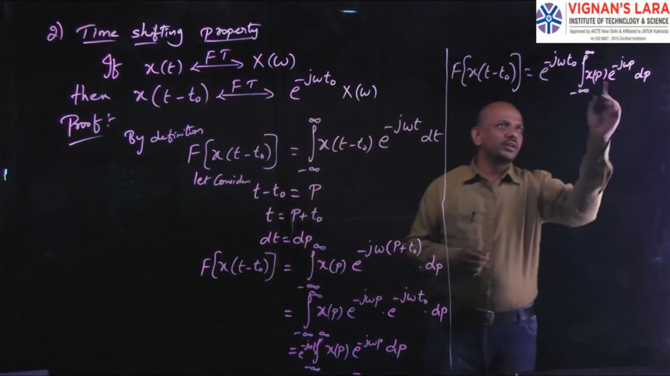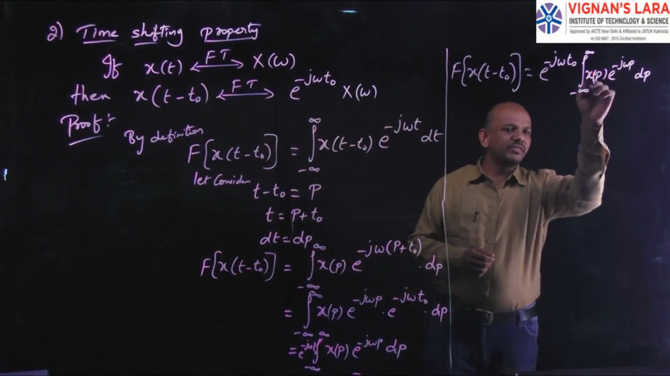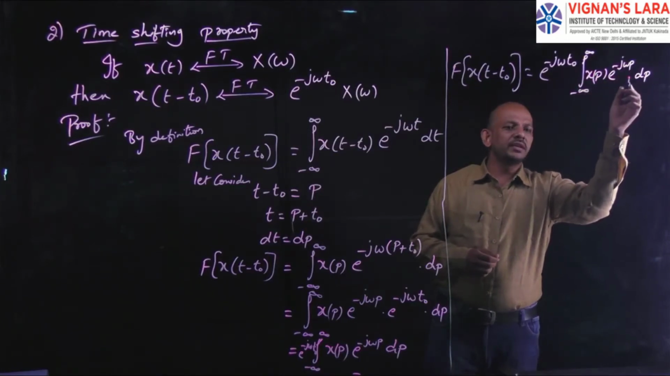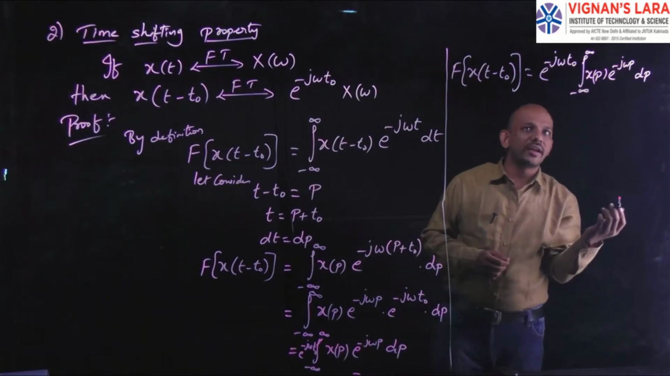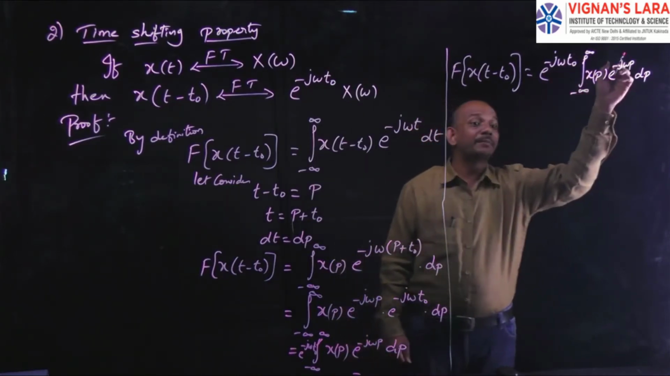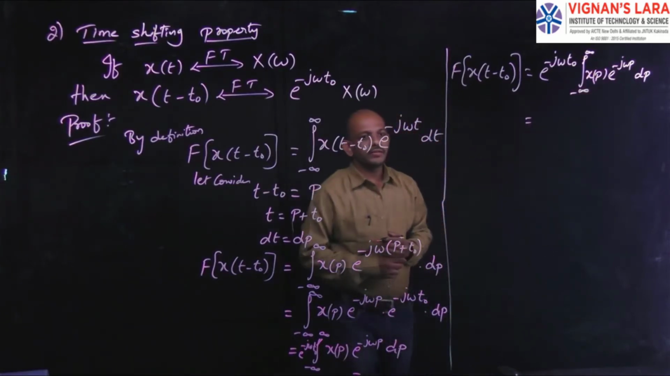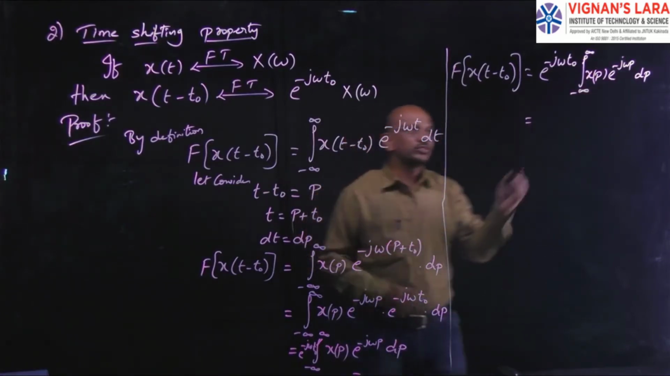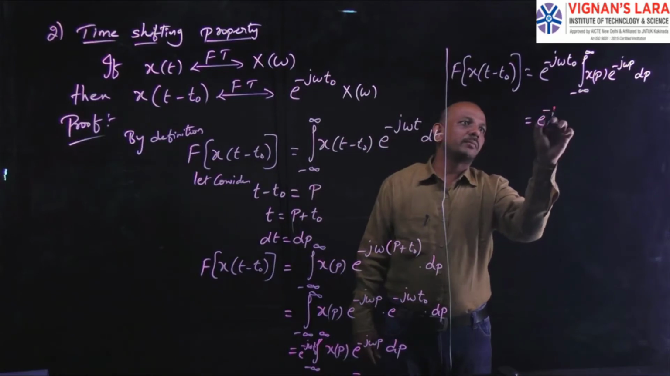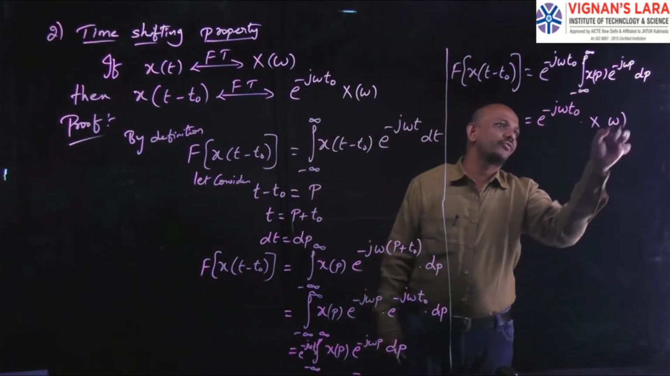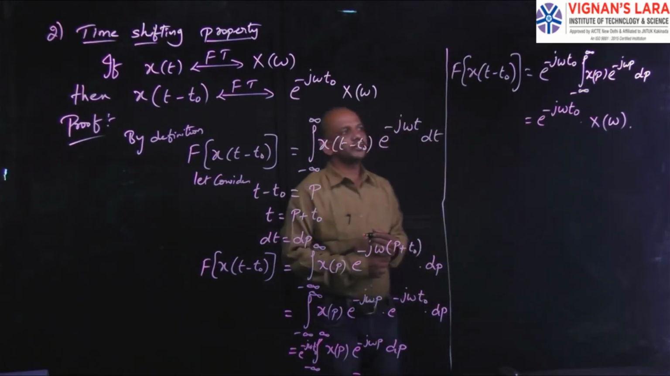See the formula, same. If we replace p with t, x of t into e power minus j omega t dt, simply I get X of omega, because this is the formula of the Fourier transform. So I can write this as e power minus j omega t naught into X of omega.